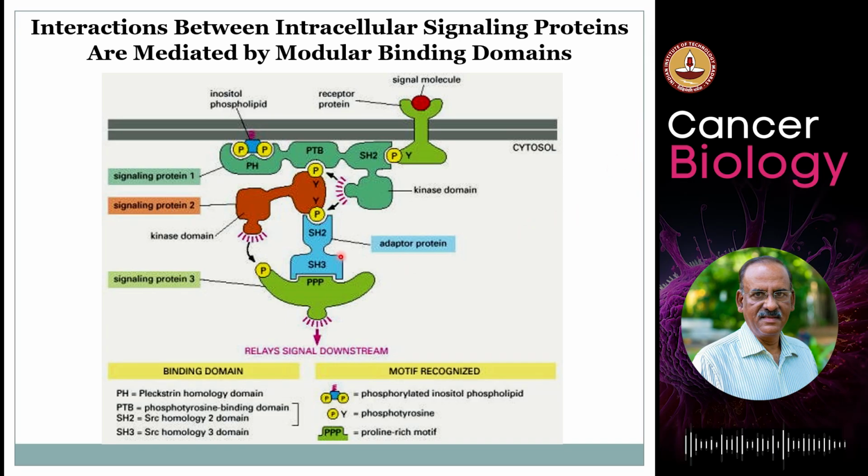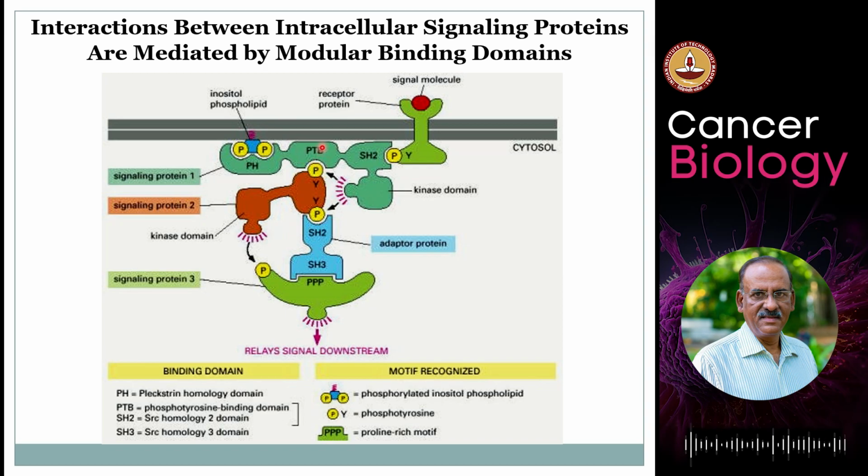You can look at it here. For example, let us take one receptor, some receptor, doesn't matter. So the receptor gets phosphorylated and immediately it interacts with this particular protein, let us say signaling protein 1.